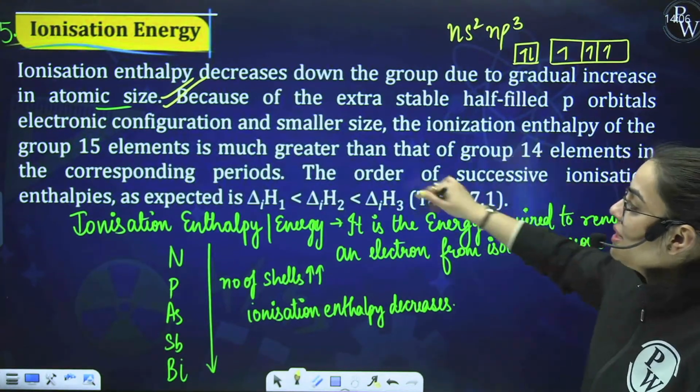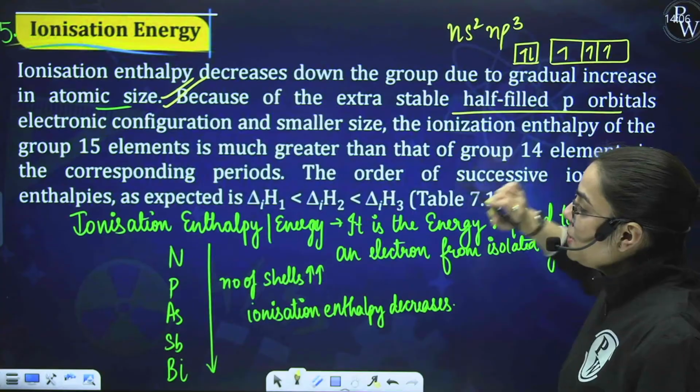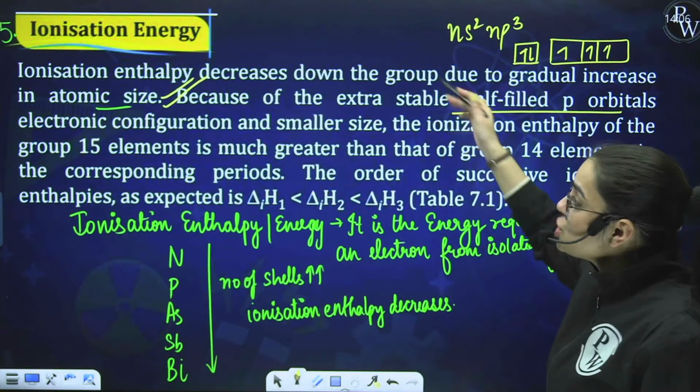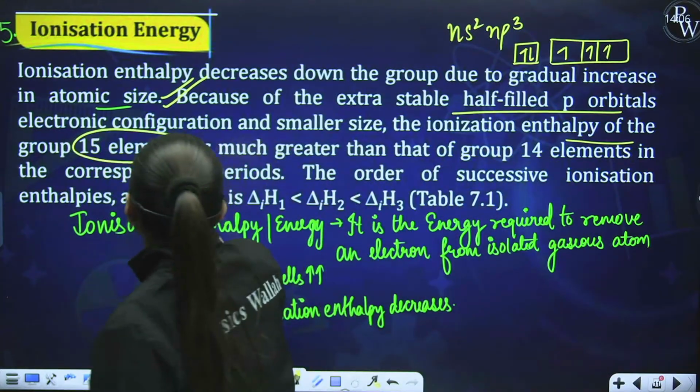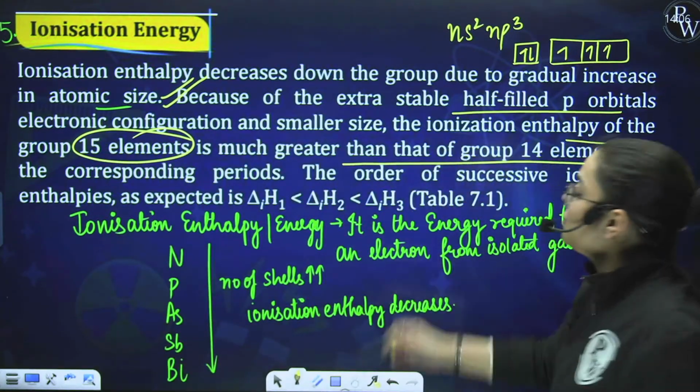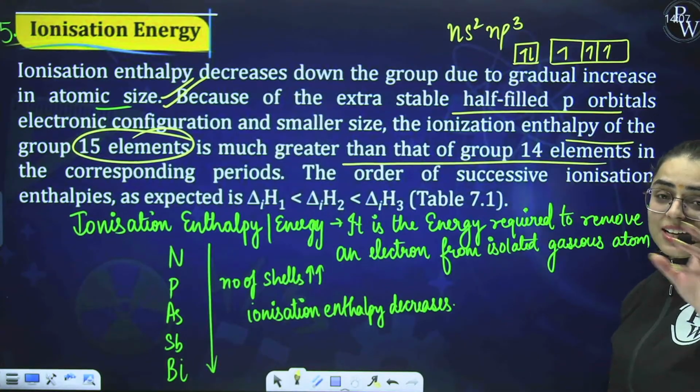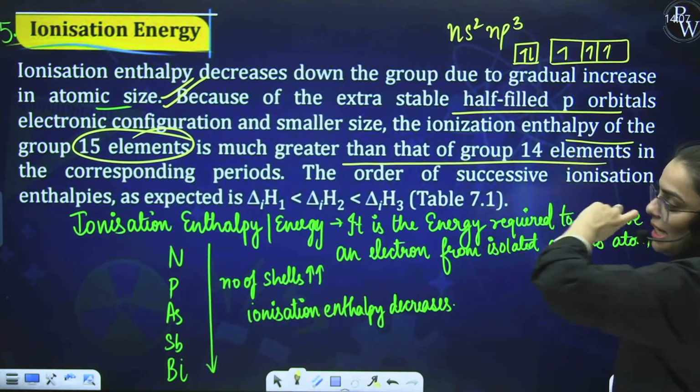So this is what it is saying, that due to the extra stable half-filled p orbital electronic configuration and small size, the ionization enthalpy of group number 15 elements is much greater than the group number 14 elements. Are you getting my point? This is the comparison because they have the half-filled electronic configuration.